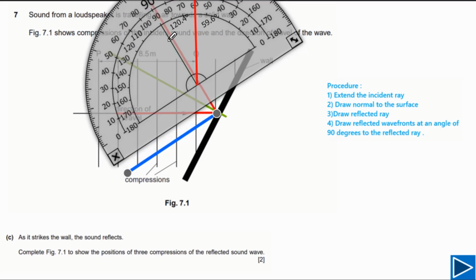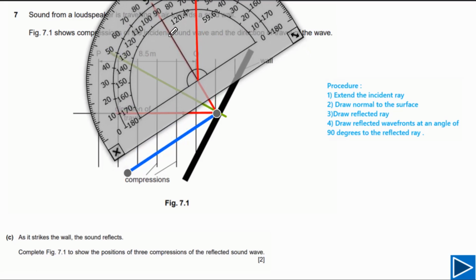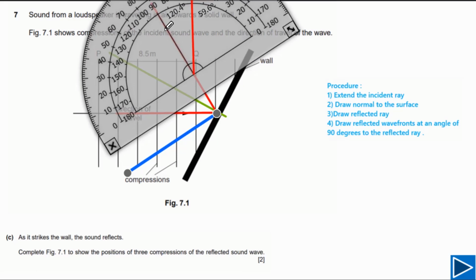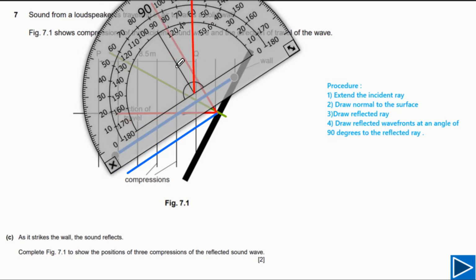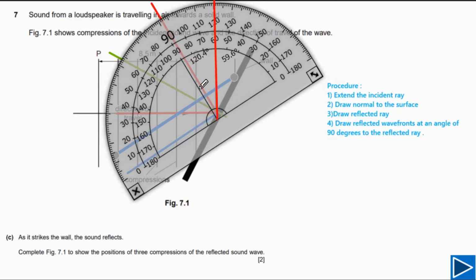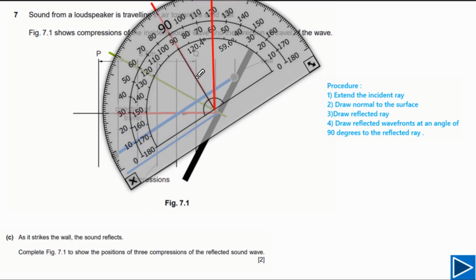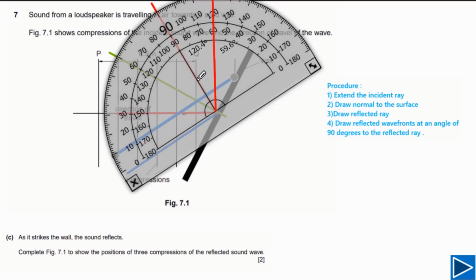We can also draw the second one, but the distance between wavefronts has to be the same. So we have to be careful with distance. So we can draw our second wavefront from here. So the distance is almost the same. So this is the right one. For the third one, we can again place our protractor here and draw the third wavefront. For the third wavefront, the distance has to be the same. So from here we can draw the third wavefront.